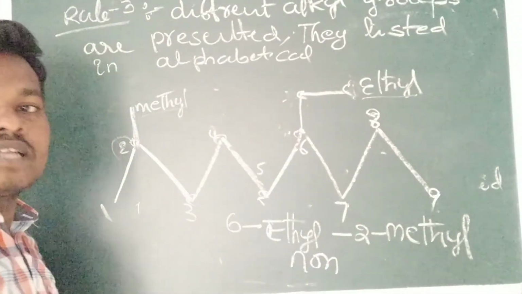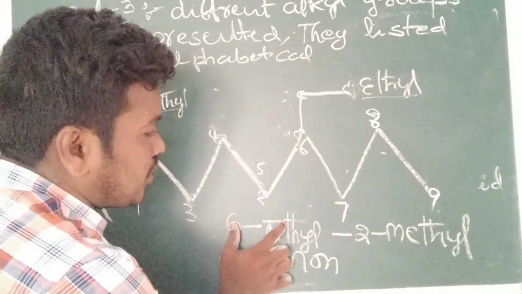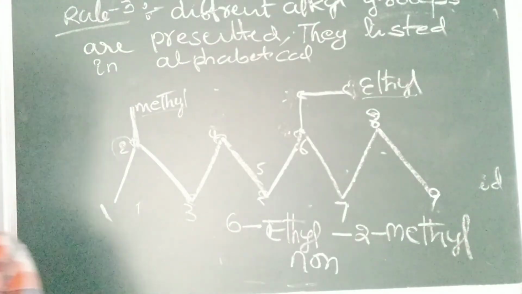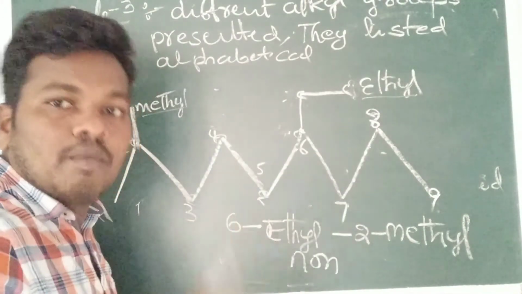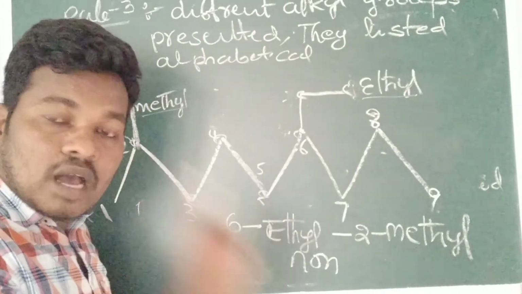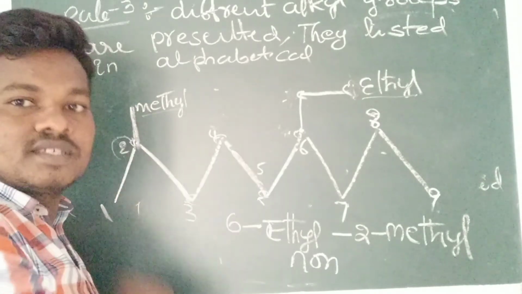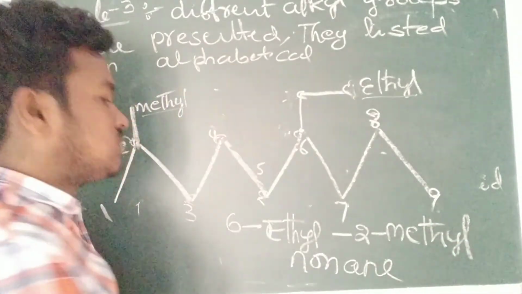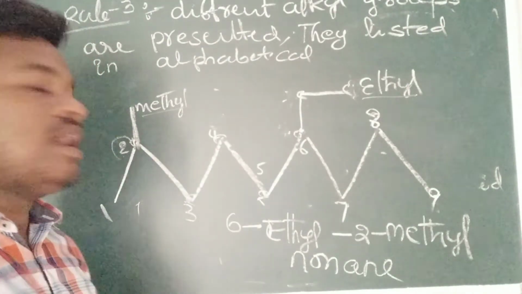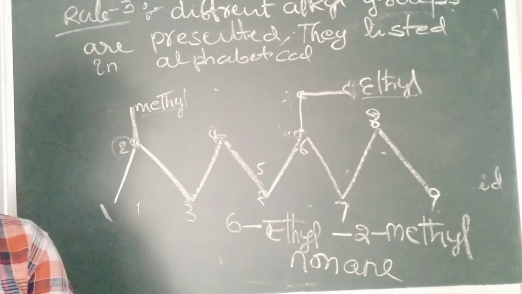Now you can see what the suffix is. What we have written so far is called the prefix. What is the suffix? Whether it is a double bond or a single bond. Do you see any double bond? No double bond, only single bond. Carbon to carbon, carbon to carbon, only single bond is there. So here we have to add ane. So 6-ethyl-2-methylnonane.